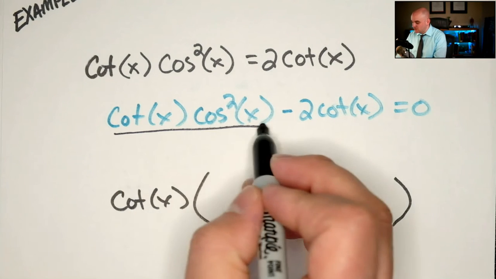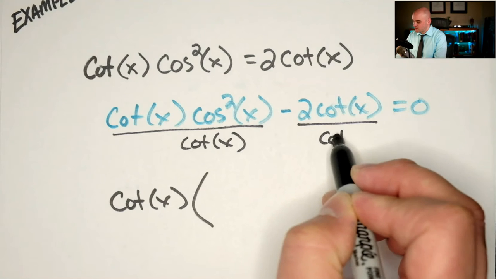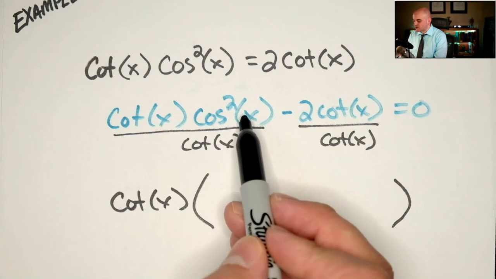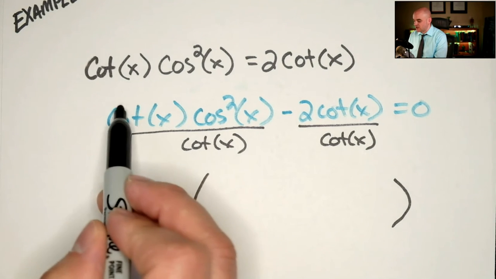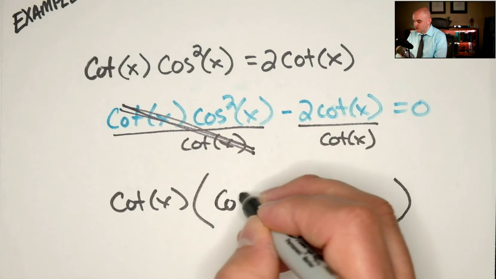So I'm going to divide each term by the cotangent of x. If you don't understand what I'm saying, hang with me, and I think if you know your algebra, you'll get it. So cotangent times cosine squared divided by cotangent, these are going to cancel, and I'm left with just cosine squared.